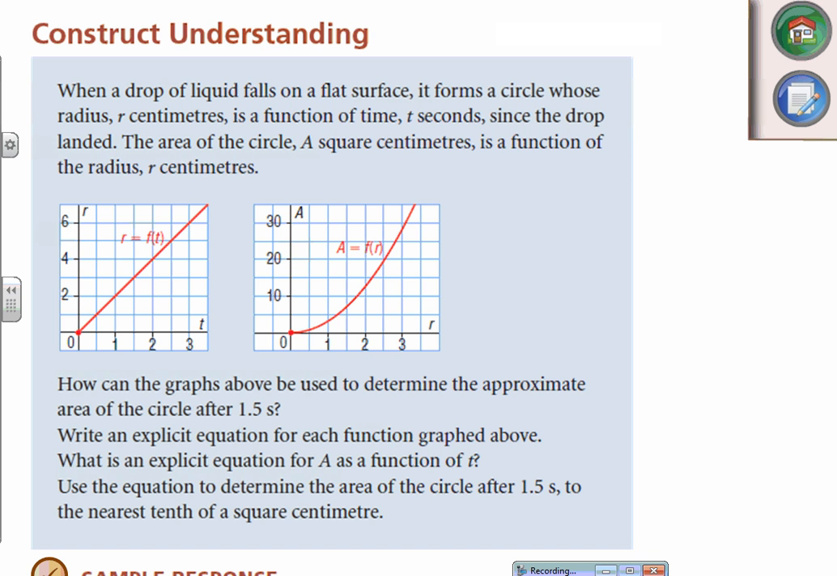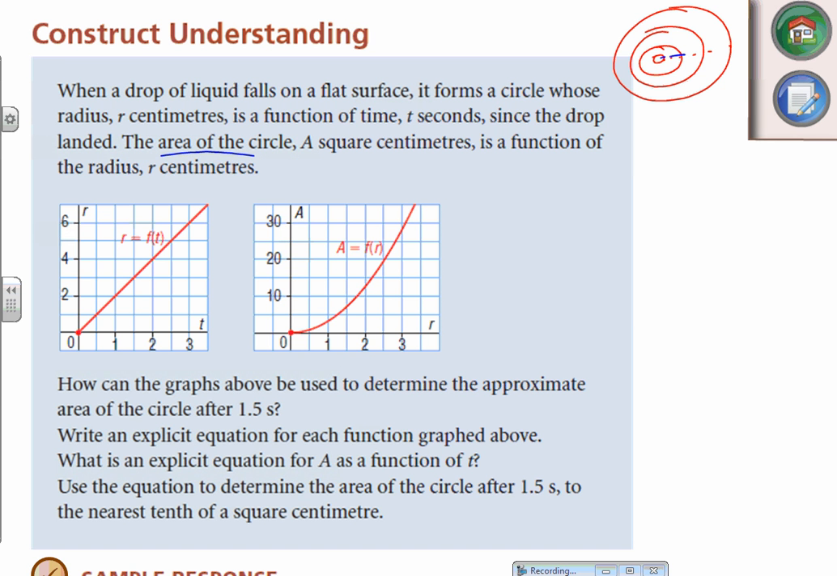All right, here's an example of using some graphs in a real life situation. Drop of liquid falls, forms circles, forms ripples. So you got ripples that are constantly getting bigger and bigger as time progresses. That's what's happening in the first part. That's our first graph. Then the second part here says the area of that circle depends on the radius of the circle, and the radius depends on time.